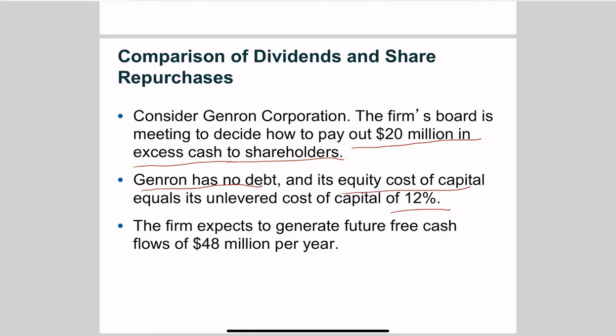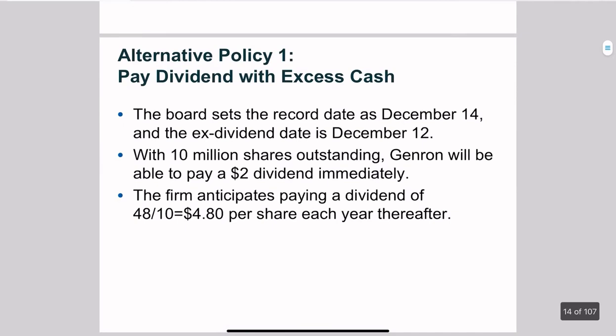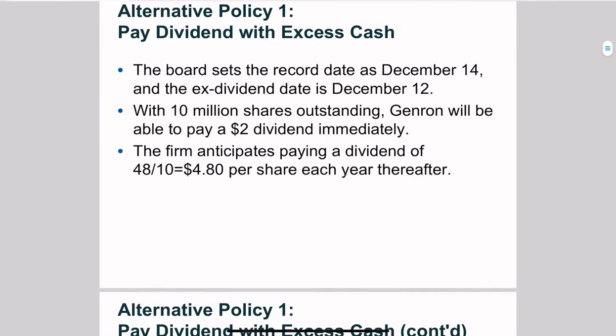And the firm expects to generate a future free cash flow of $48 million per year. This cash flow will be generated per year forever. And then we talk about the first way of paying out cash, that is, just pay out this cash using dividend. In that case, our task was to find out what this firm's share price is.